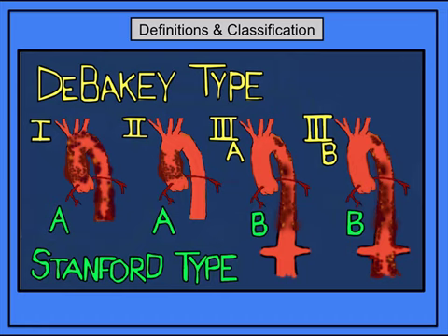The Stanford system, which is somewhat simpler, divides thoracic aortic dissections into those involving the ascending aorta, which are called type A, and those limited to the descending thoracic aorta distal to the left subclavian artery, which are called type B.